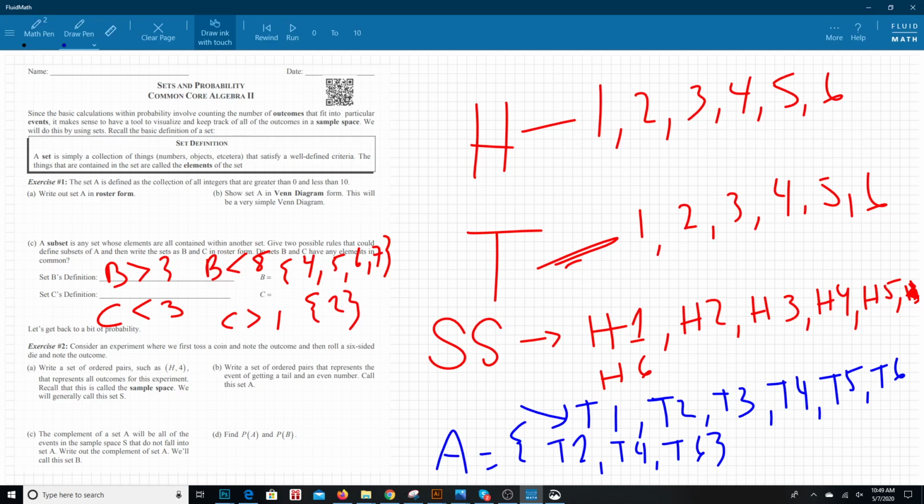Do you have any questions on this so far, guys? I don't want to do this entire page. Let me do question C and that'll be it, unless anybody has a question.